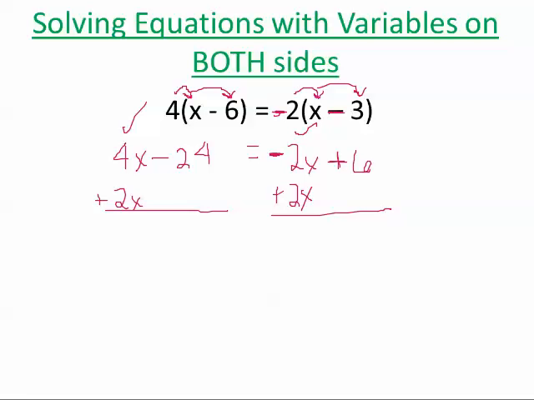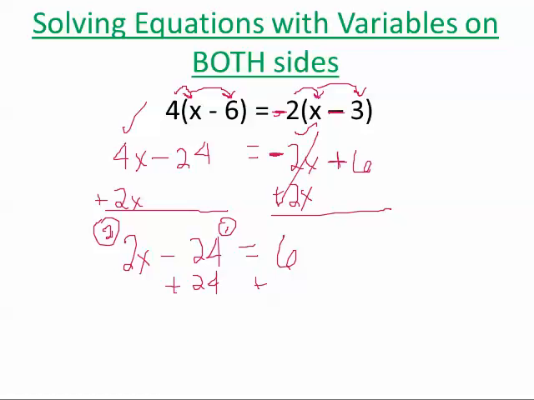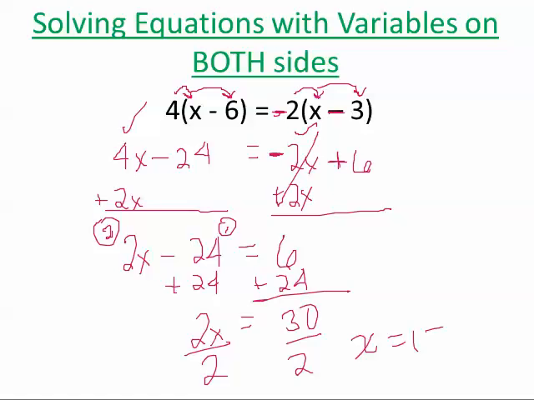4 minus 2, 2x minus 24 equals, and here's my negative 2x, my positive 2x going away, and 6 is all that's left on that side. I hope you recognize a very simple two-step equation. Step 1, get rid of the 24 by adding. Step 2, get rid of the 2 by dividing. So here we go, add 24 to both sides. 24 and 6 is 30. 2x equals 30. I can divide by 2, and x equals 15.